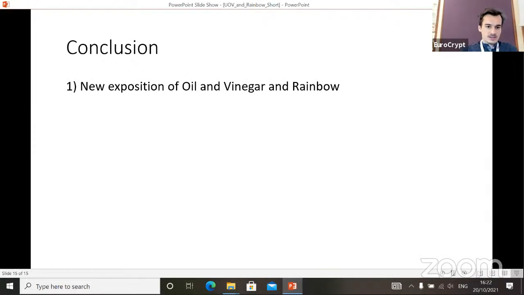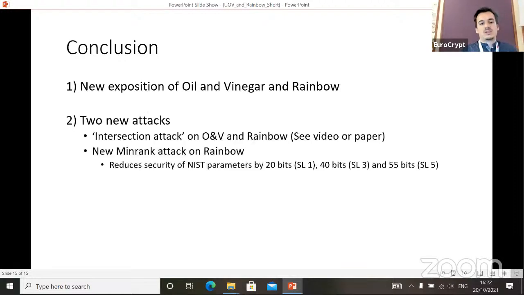So in conclusion, in this paper, I give this new simplified explanation of how Oil and Vinegar and Rainbow work. And using this new insight, I was able to find new attacks that significantly reduce the security of Rainbow.